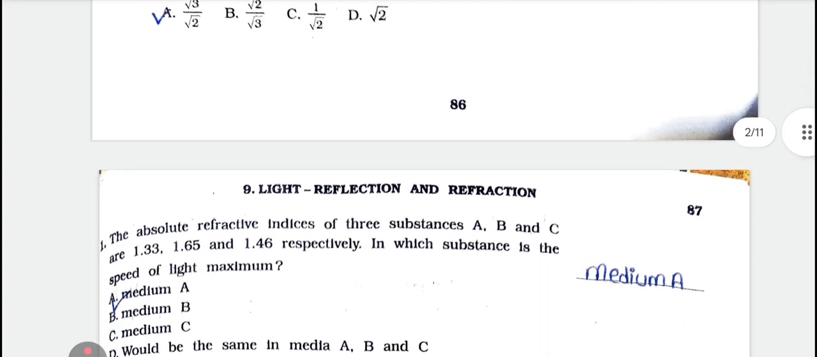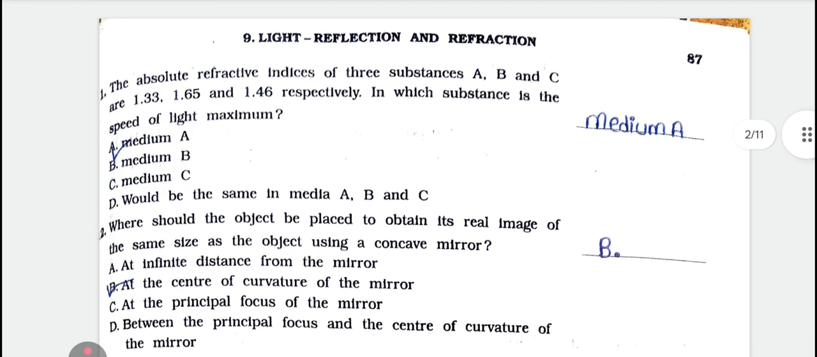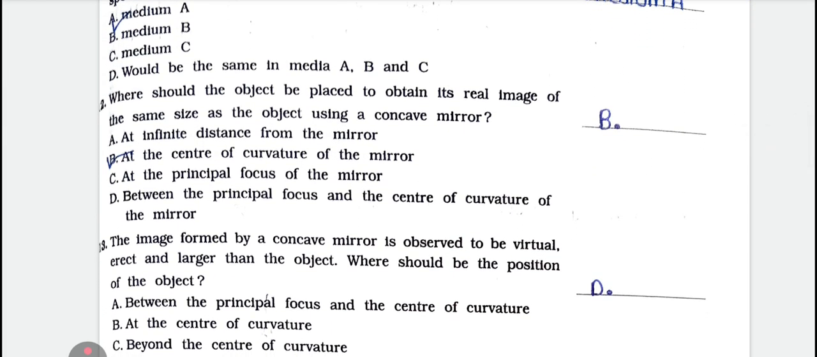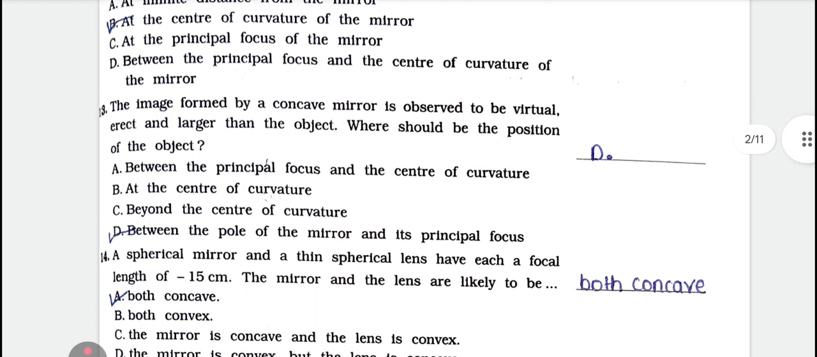Okay. Next, the absolute refractive indices of the substances A, B and C are 1.33, 1.65 and 1.46. So in which substance is the speed of light maximum? So medium 1. Next, where should the object be placed to obtain its real image of the same size as the object using a concave mirror? So at the center of curvature of the mirror.